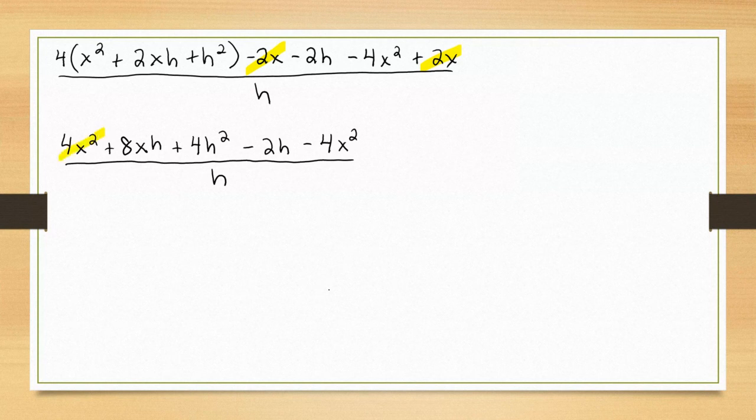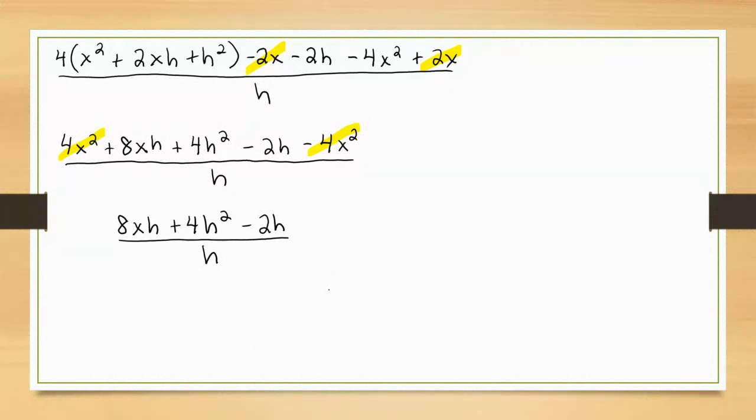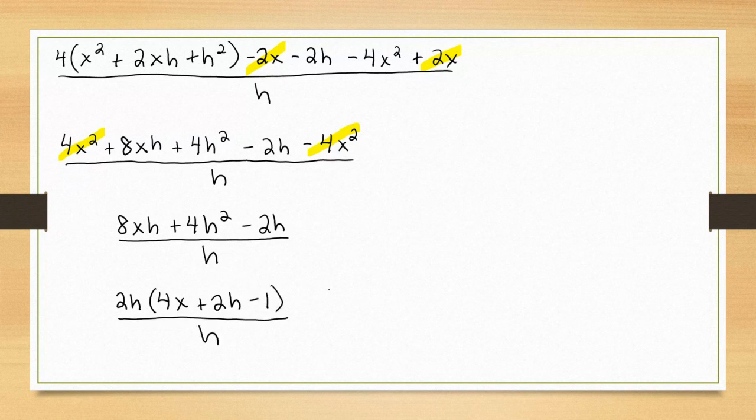Now I need to simplify further. So here my 4x squared and my minus 4x squared, those cancel. Thank goodness. So this leaves me 8xh plus 4h squared minus 2h over h. To simplify further, I can factor out a 2h in the numerator. So that gives me 2h times 4x plus 2h minus 1, all over h.